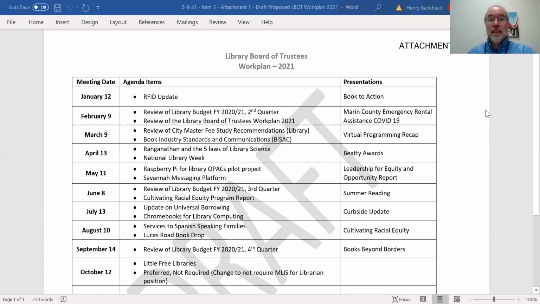Item number 5, review of proposed library board of trustees work plan for 2021. Henry. It's me again. I'm going to share my screen again. It's an Excel sheet that has the dates of all the meetings and what we propose might come up. It's all flexible, but we wanted to give you a sense of how the year may go and ask people to give input on things that might not be there that they would like to see. It's a way of having an organizing principle for what we're likely to see for the coming year. So I'm going to share my screen right now. This is a draft. Can everyone see that?